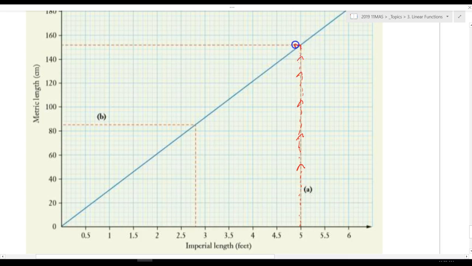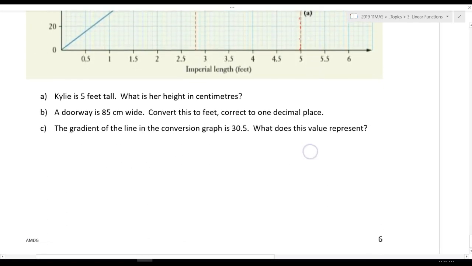We pivot there, and now we head directly across to our other axis, in this case the vertical axis, until we get over here. Reading those off, I've got 1, 2, 3, 4, 5 squares represents 20 centimeters, so each square must be 4 centimeters. So this is 144, 148, 152 centimeters. All good?